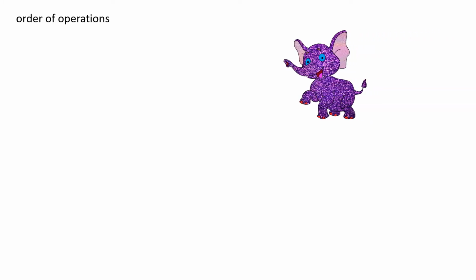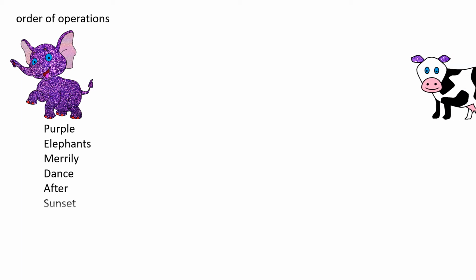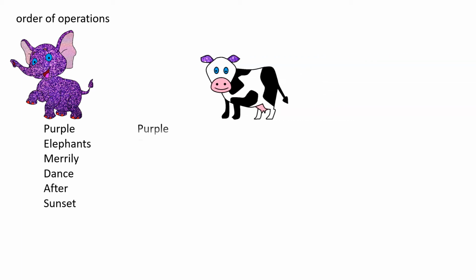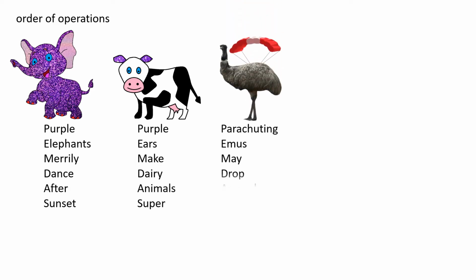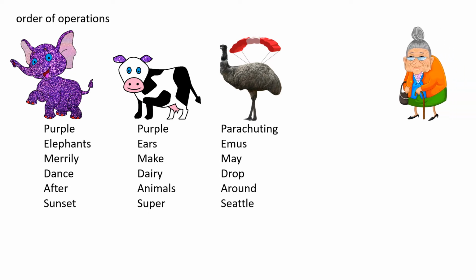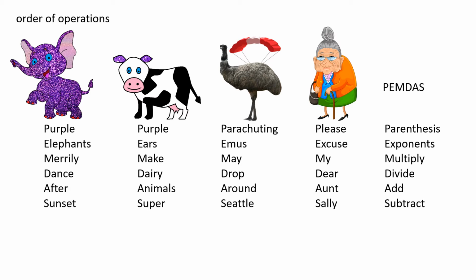Lots of memory devices. Some of us like those purple elephants that merrily dance after sunset. Some of us are like, no, I want the purple ears make dairy animals super. Parachuting emus may drop around Seattle. Please excuse my dear Aunt Sally. That's probably the one that most students, if they have one of these weird stories, come up with. A lot of students just know, hey, it's PEMDAS. I just remember PEMDAS: parentheses, exponents, multiply, divide, add, subtract.